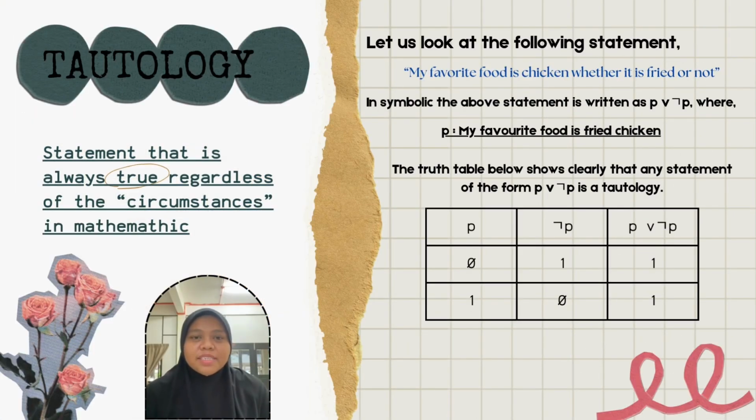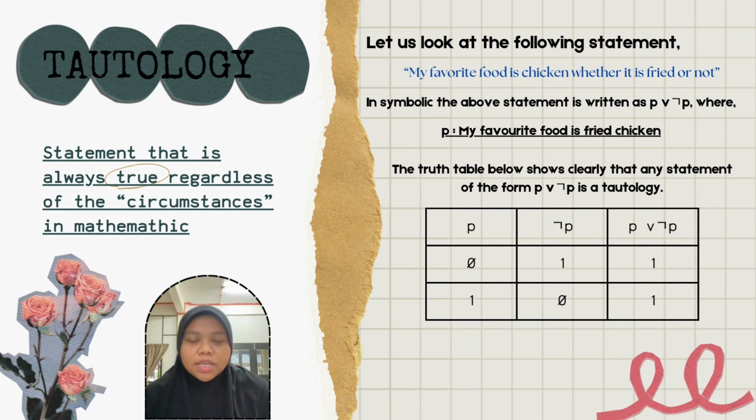Now, let's discuss tautology, contradiction, and contingency. Firstly, tautology. A tautology is a statement that is always true regardless of the circumstance in mathematics. Let us look at the following statement. My favorite food is chicken, whether it is fried or not.